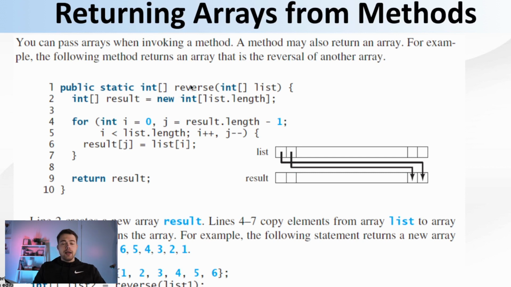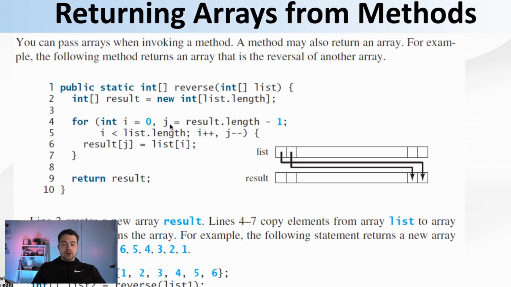So how's that done? The most important thing here is that we return an array. It's possible to pass an array and the only thing you need to add is these two brackets. It's possible to return an array, the only thing you need to add is these two brackets. Int result is equal to new int list.length. So you're creating a new array called result.